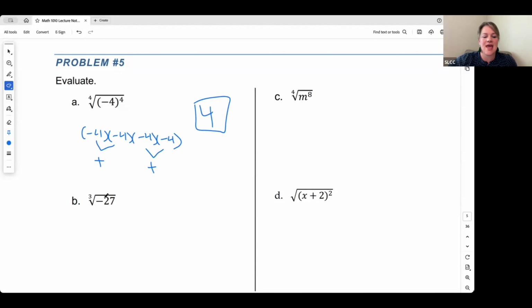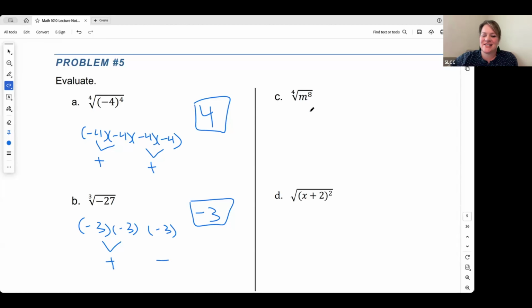Let's look at B. Now we have an odd index, and so we would need 3 times 3 times 3. Notice 1 is going to be left out. So we have this pair that's positive, but then we just have 1 left out, which would make this negative. So the answer here is negative 3.